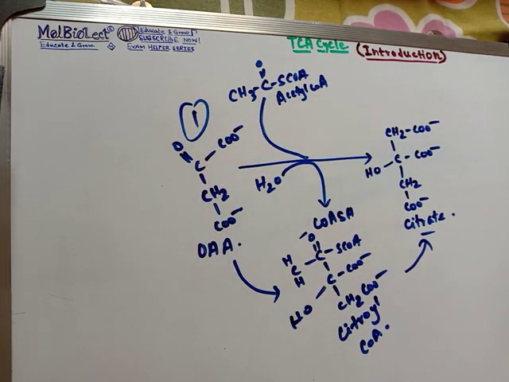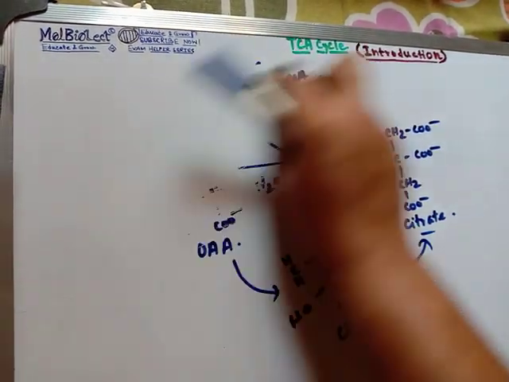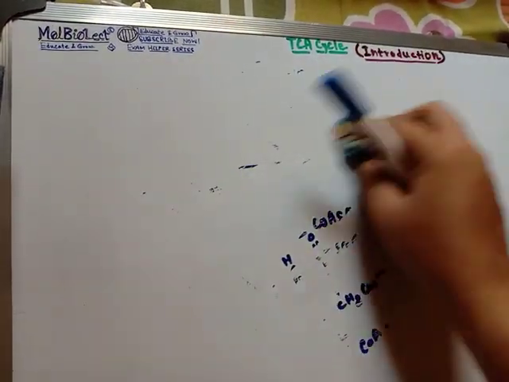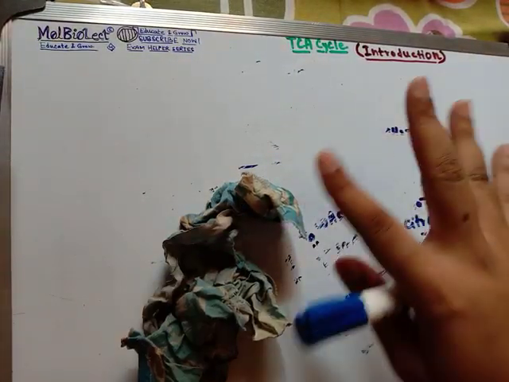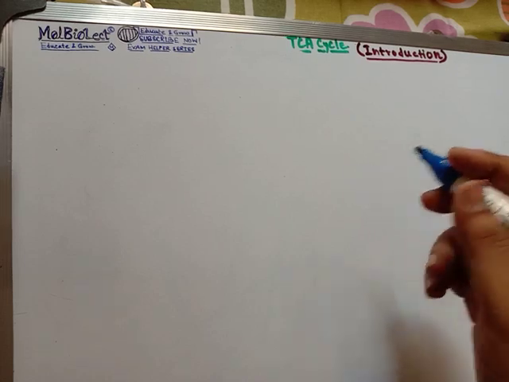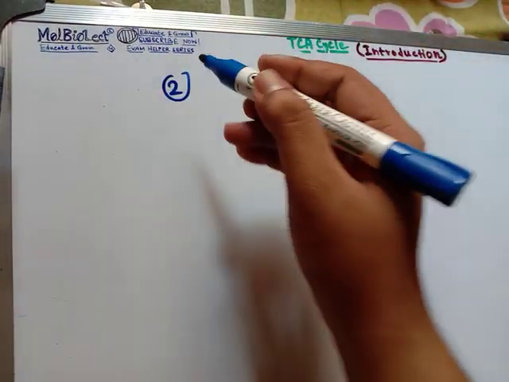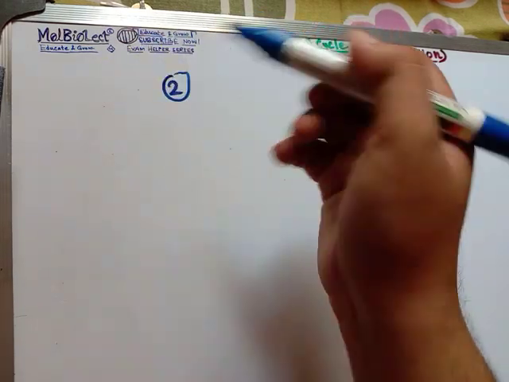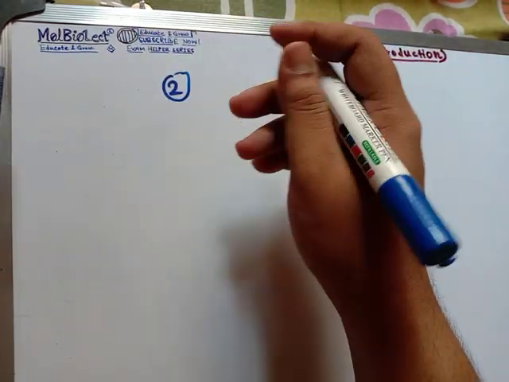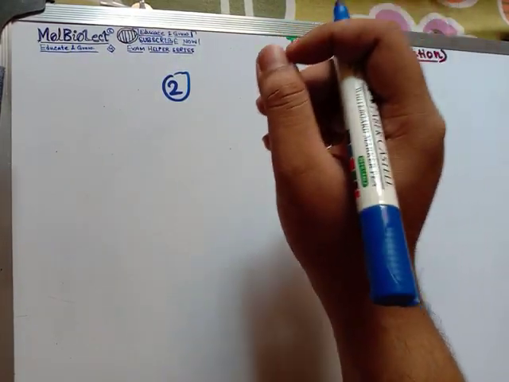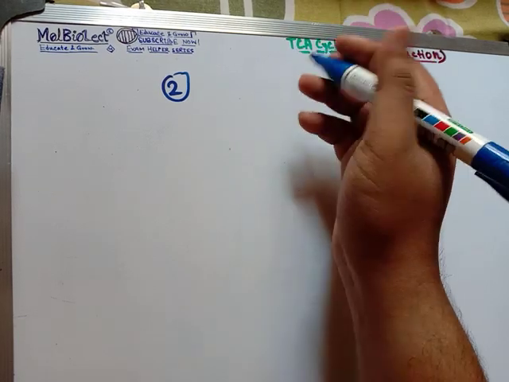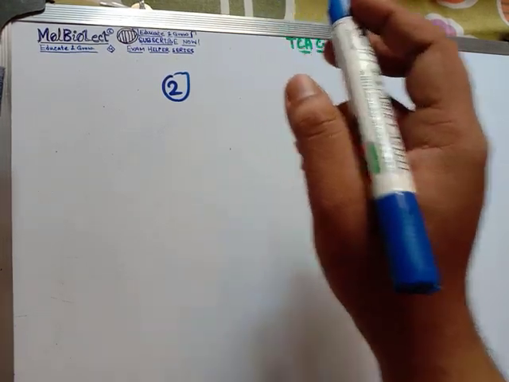Now moving on to the second step of the TCA cycle. Let me clean my board first. So now we are back with reaction 2. I forgot that in the previous reaction the delta G value was minus 32.2 kilojoule per mole. I'm very sorry for this. Minus 32.2 kilojoule per mole.